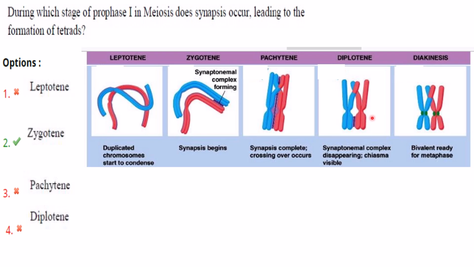Then diplotene, the synaptonemal complex will start disappearing, but they remain attached at the points called chiasmata. Then at diakinesis, the chromosomes are maximally condensed, the nuclear envelope breaks down, spindle fibers begin to form, and bivalents are ready for the metaphase. So here they have asked where synapsis occurs and tetrads form, that is in the zygotene phase. So the answer is option 2, that is zygotene.